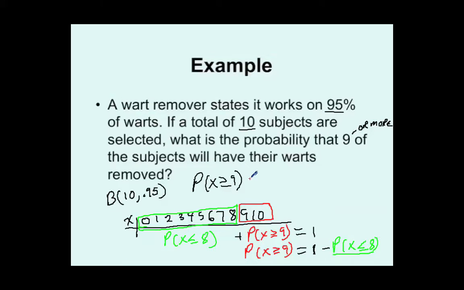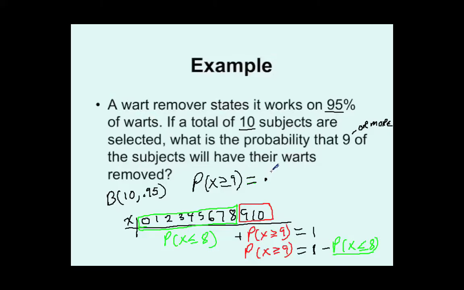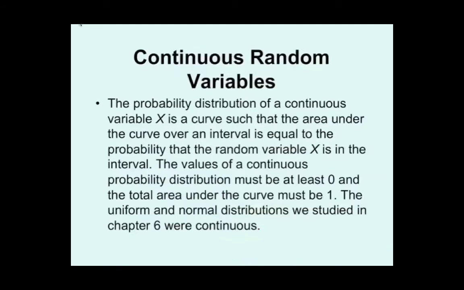So the probability of x greater than or equal to 9 was equal to, one more time to the calculator, so you see there, what do we have? We had 0.914, right, if we round off to 3 places. If you were to say that to the general public, you would say 91.4% of the time you would expect to see 9 or more of the folks who are using this treatment have their warts actually removed. Okay?